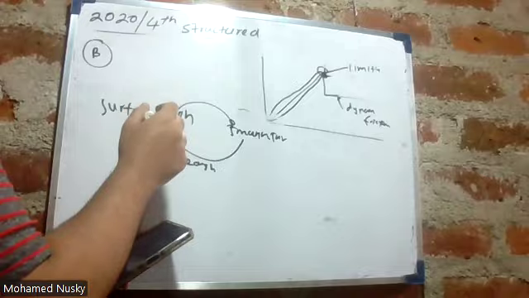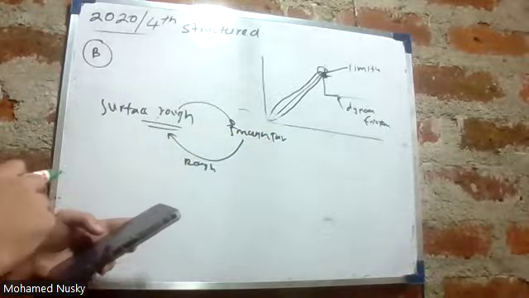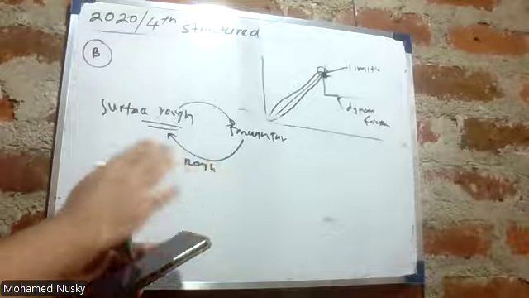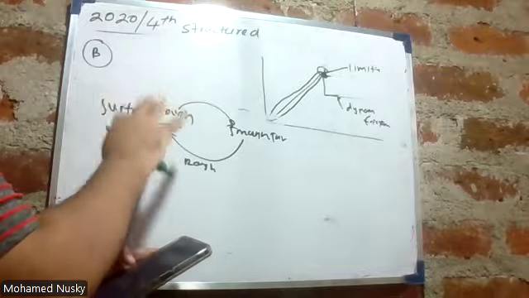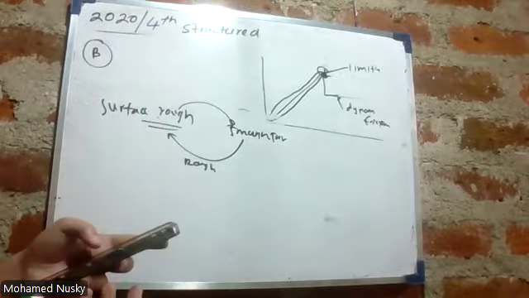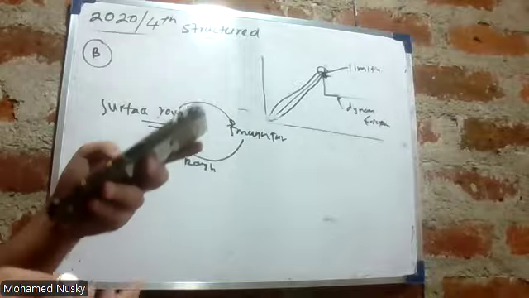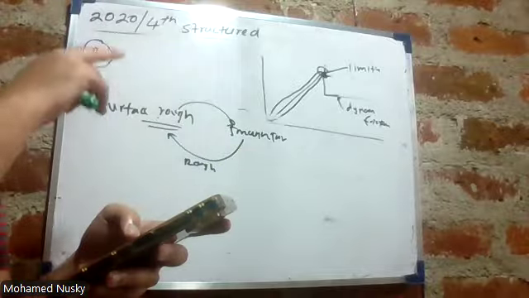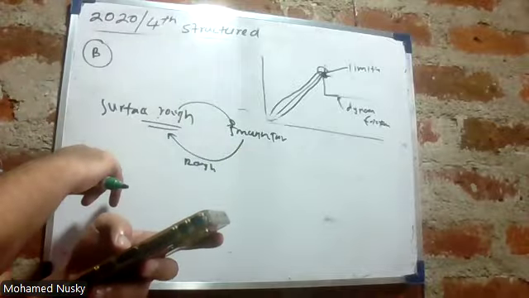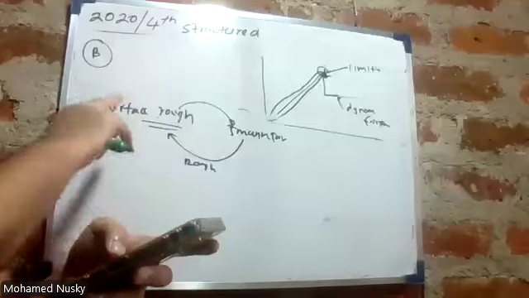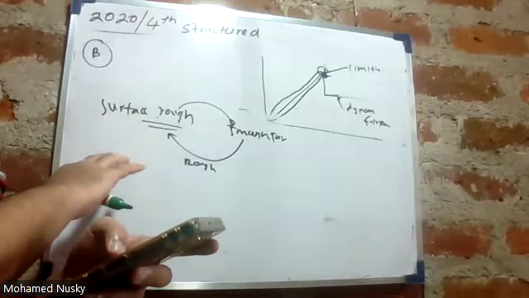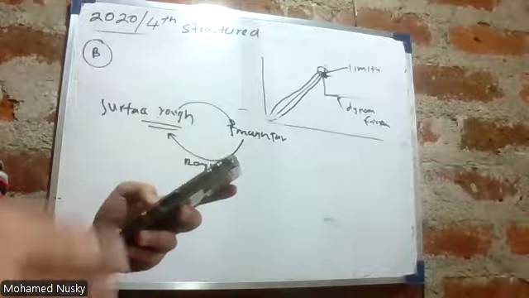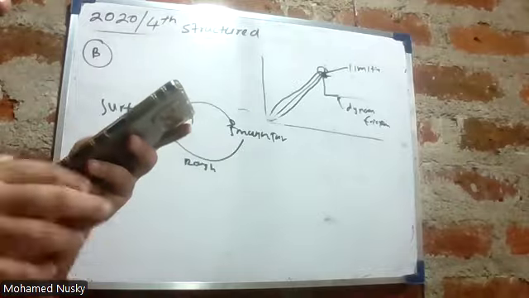Now, how can you change this rough surface to smooth surface? By using a sandpaper. If you scrub the surface with sandpaper, the surface will become smooth. Therefore, friction reduces. So the nature of the contact surface can be changed with the use of sandpaper. If you scrub it, the nature of the surface will change from rough to smooth.